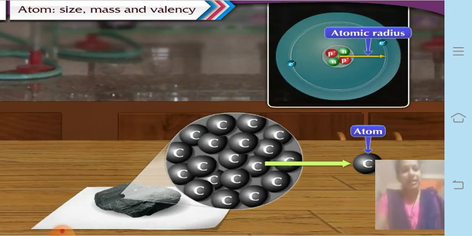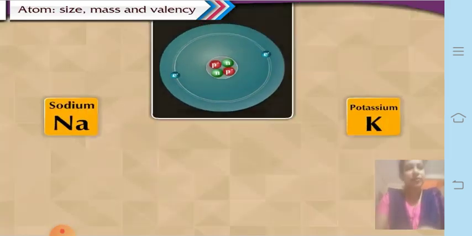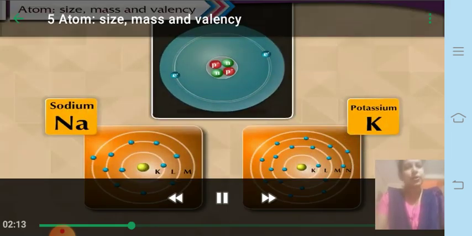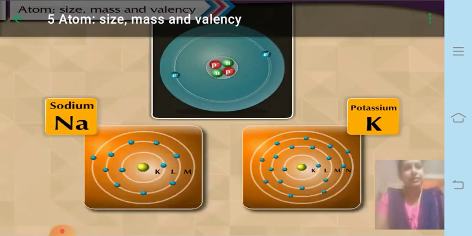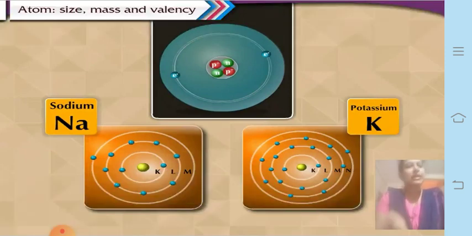So the atomic size depends upon the number of electron orbits in an atom. The greater the number of electron orbits, the greater will be the atomic size. Again I repeat, it depends upon the number of electron orbits. Suppose there are more electron orbits, then the atomic size of the atom is also more.